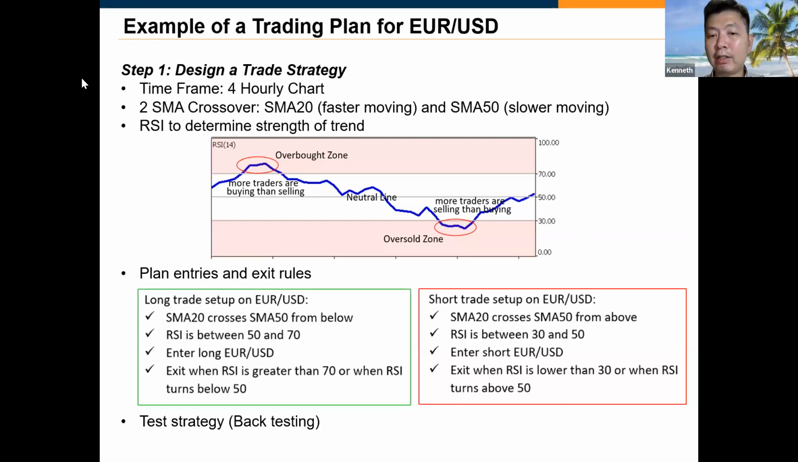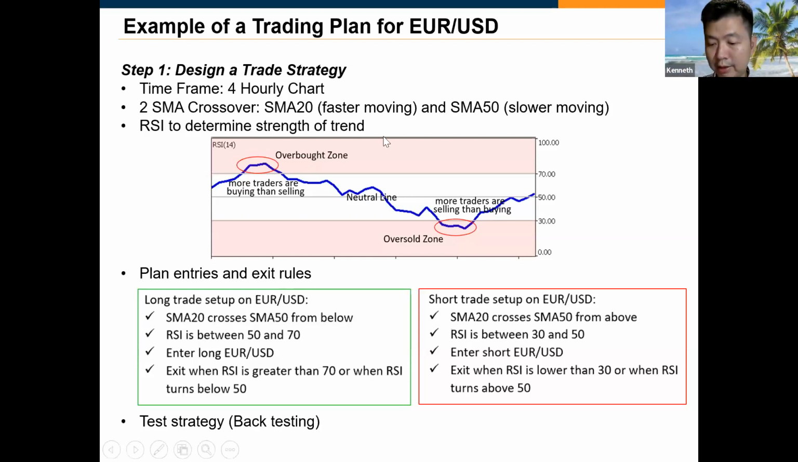Now, on the opposite side, we will do a short trade setup where the SMA 20 crosses the SMA 50 from above to below. The RSI is between 30 and 50. We will enter the short EUR against the US dollar. Then we will exit when the RSI is lower than 30 or when it turns above 50, that means turning into the buy zone.